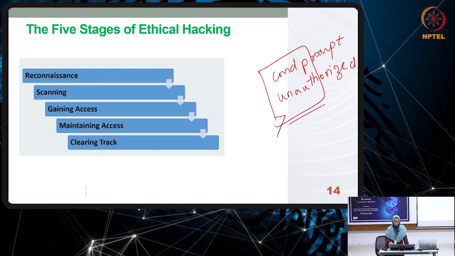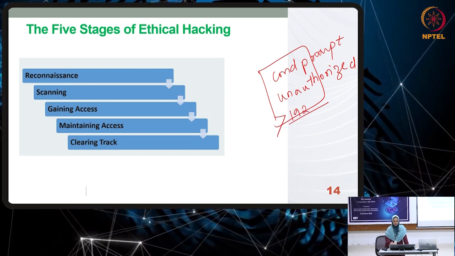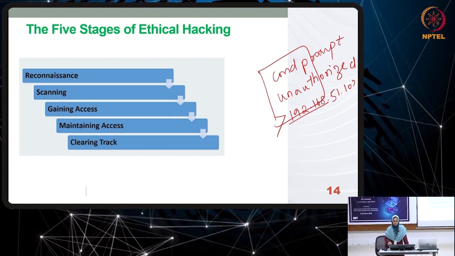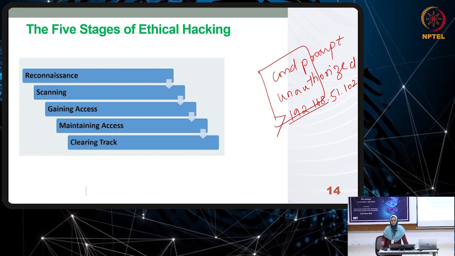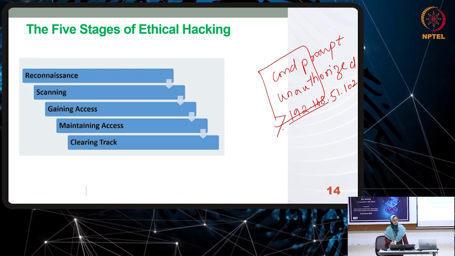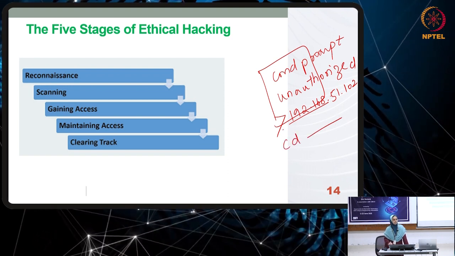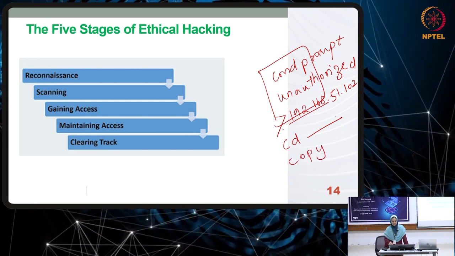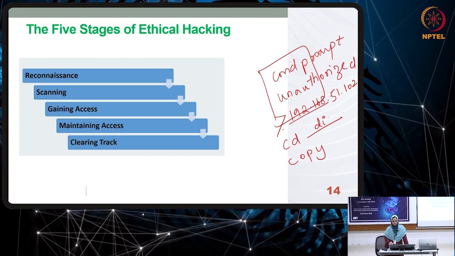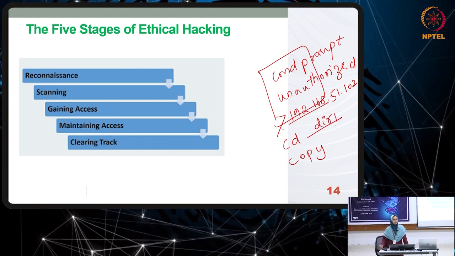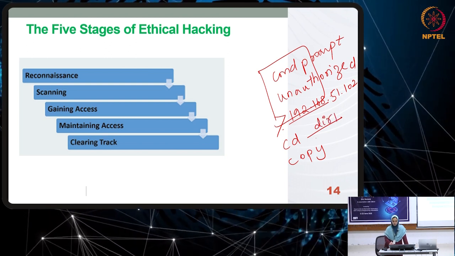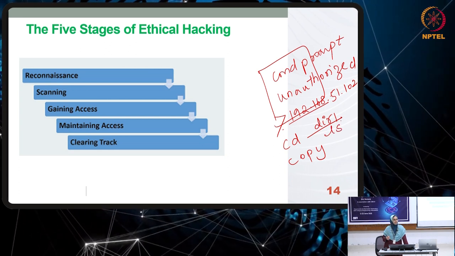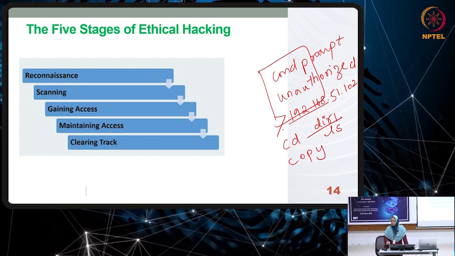So they will go to the particular IP address, for example, 192.168.51.102. This is the IP address of the target victim. They will try to get inside and then see all the files, change directories, copy files. They will go inside certain directories. For example, dir1 is the directory which I want to change to. Then I will give the ls command. I will see all the files which are present inside the directory, and then I will copy a particular file.